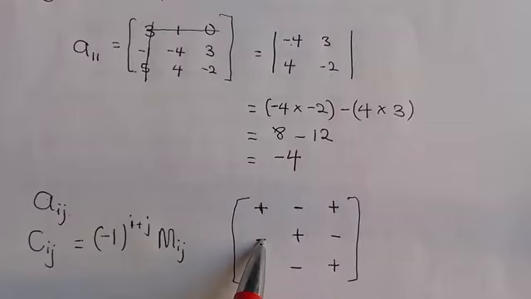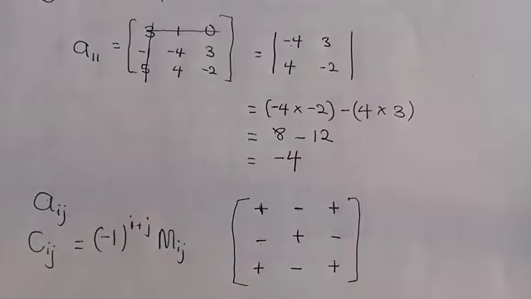Why is this one negative? This is row 2, column 1. So i in this case will be 2. The j, which is the column, will be 1. 2 plus 1 is equal to 3. That is still an odd number. So that's how the signs of these cofactors are assigned to these various entries of a given matrix.